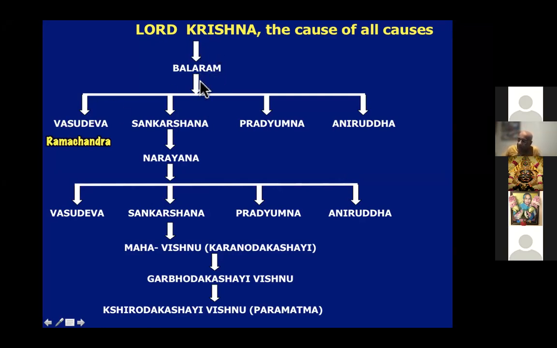So here we go. From Krishna comes Balaram, the first expansion. From him comes the first Chaturvyu. Chatur means four: the four incarnations, expansions, avatars. So Vasudev is regarded to be incarnated as Ramachandra, Sankarshan is Lakshman, Pradyumna is Bharat, and Aniruddha is Shatrughna. This is how the four brothers correspond to the Chaturvyu avatars. So they all are Vishnu Tattva. Very important to understand. They're all God. They're all Godhead.